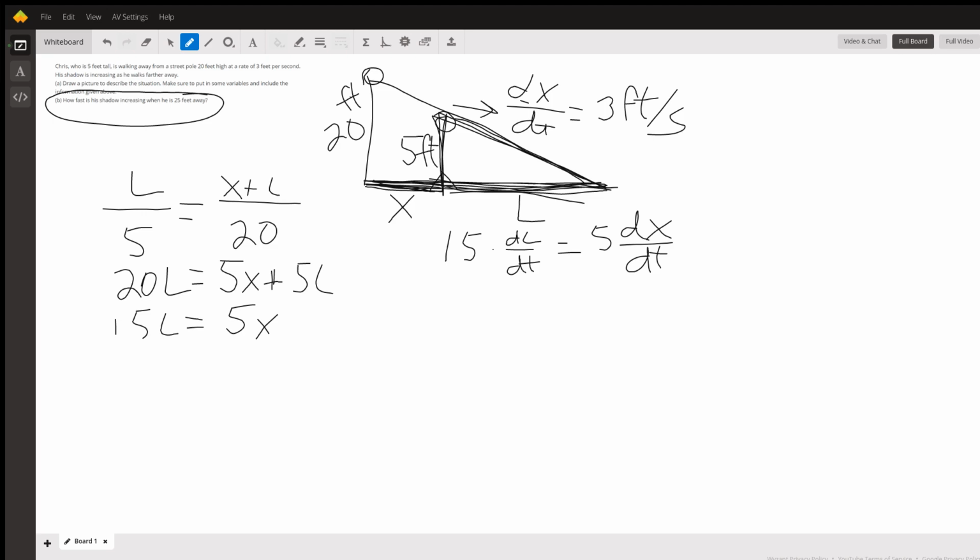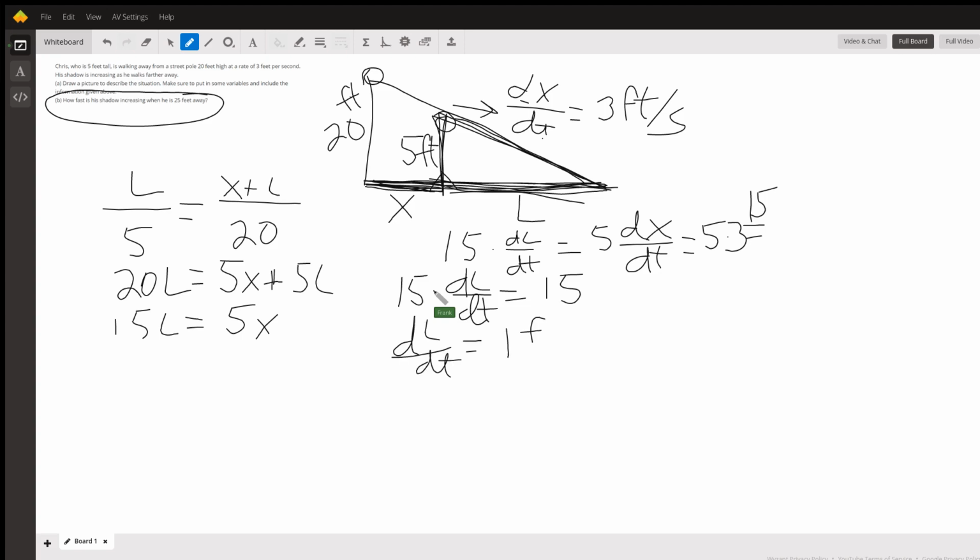So now I will plug in what dx/dt is. The change in x per time is 3. So this is really 5 times 3, and that's 15 feet per second. So 15 times the change in length of the shadow per time equals 15. Divide both sides by 15. The change of the length of the shadow in time is 15 over 15, or 1 foot per second.